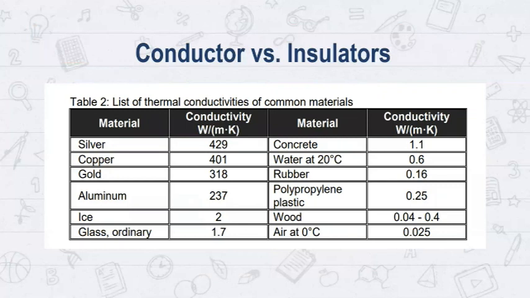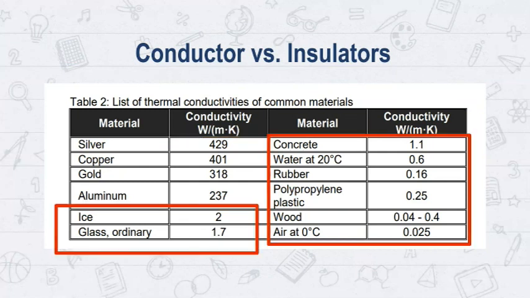This table shows the thermal conductivities of common materials. Silver, copper, gold, and aluminum, which are metals, have high thermal conductivities, meaning they are good conductors of heat, or that heat can easily flow through them. On the other hand, materials such as ice, glass, concrete, water, and others have low thermal conductivities. In other words, they are poor conductors of heat, or we call them insulators.